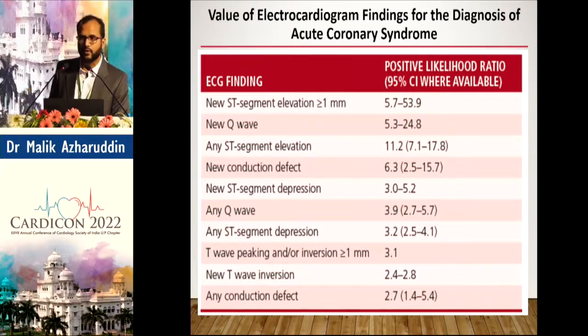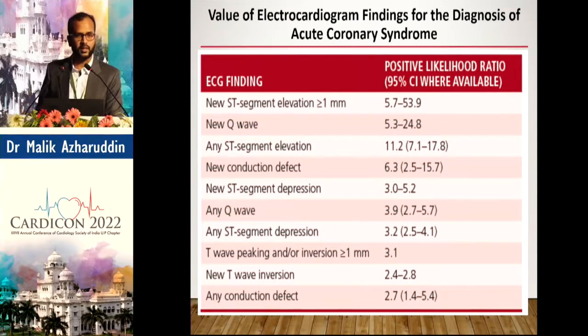And it has been very well documented that in at least 30% of cases, patients have acute coronary occlusions and acute coronary syndrome with no or minimal ST elevation, which does not fit the criteria. So any ST segment elevation, even if it does not fit the criteria, still has a positive likelihood ratio of 11.2 for an acute MI.